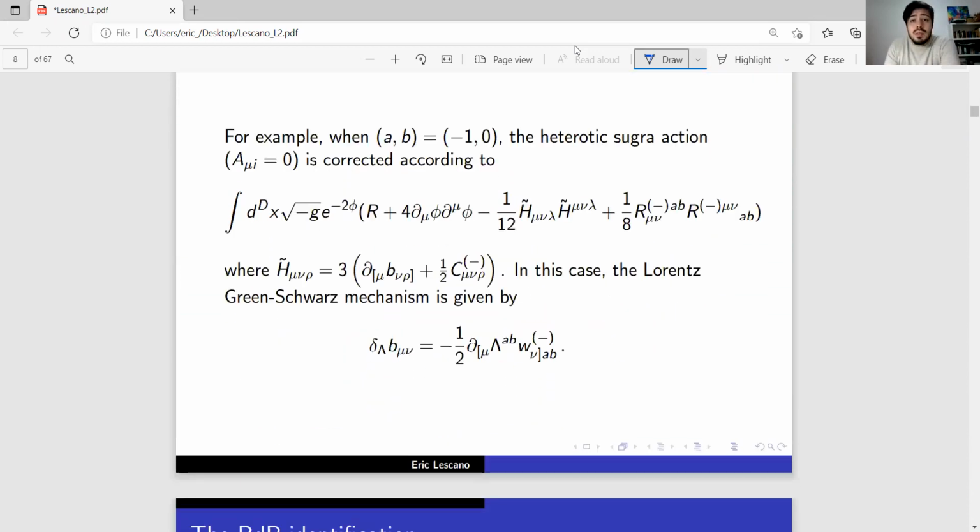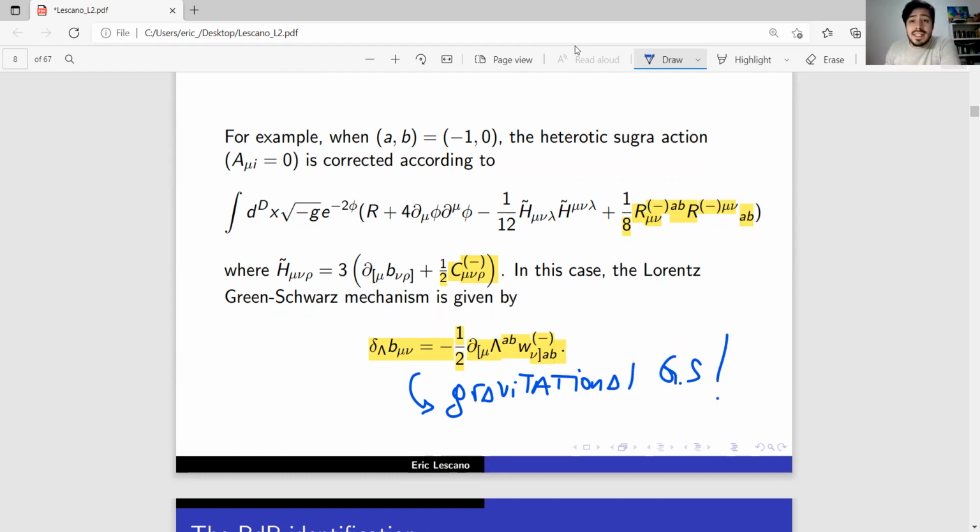So, for example, in the heterotic supergravity, when we choose the parameters in this way, we obtain a Riemann square contribution in this way, and we have these Chern-Simons terms over here. The Chern-Simons terms are constructed with the spin connection with torsion, of course, and we have a Green-Schwarz mechanism for the B field. This is a gravitational Green-Schwarz mechanism.